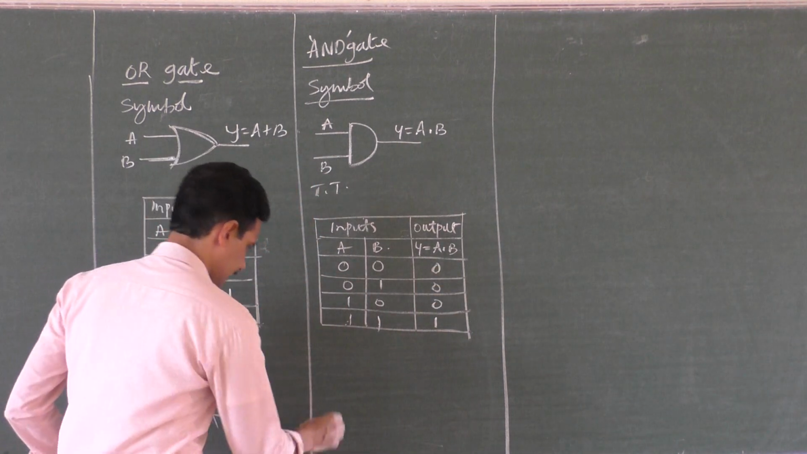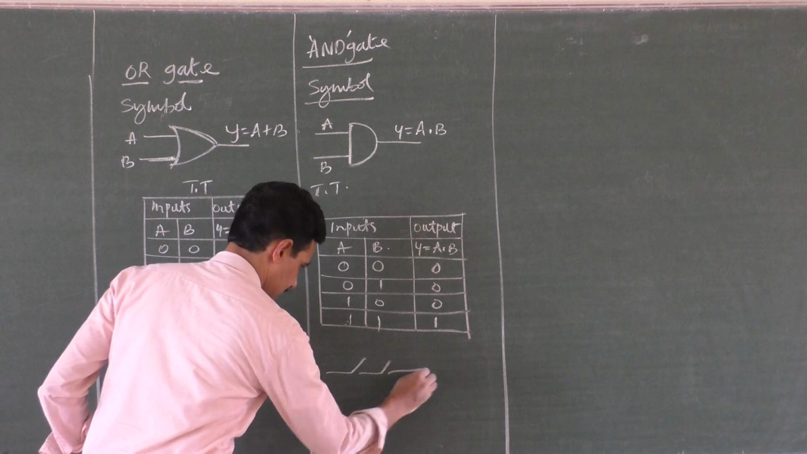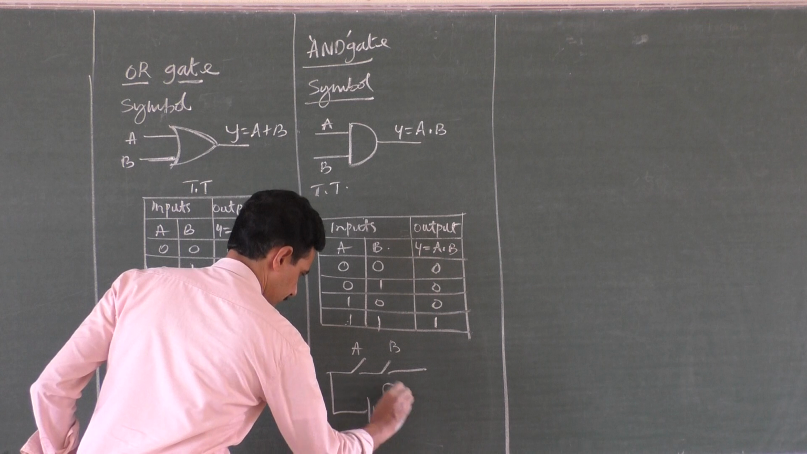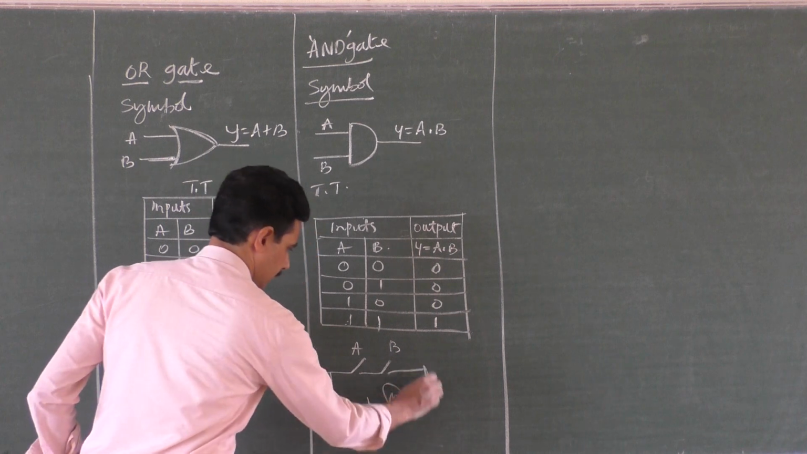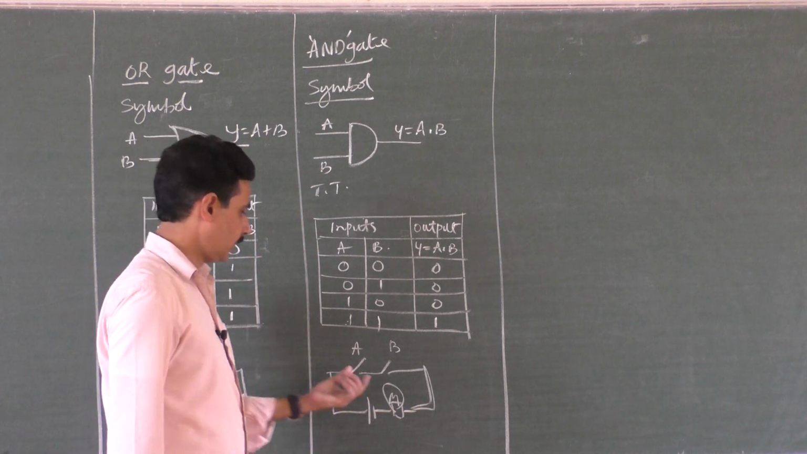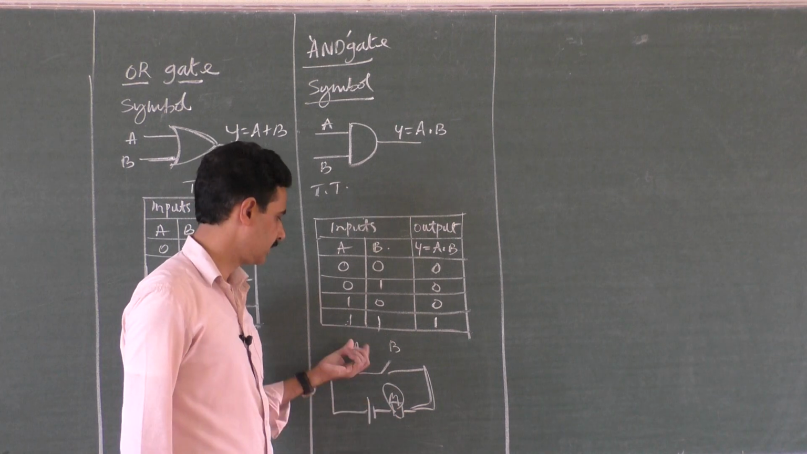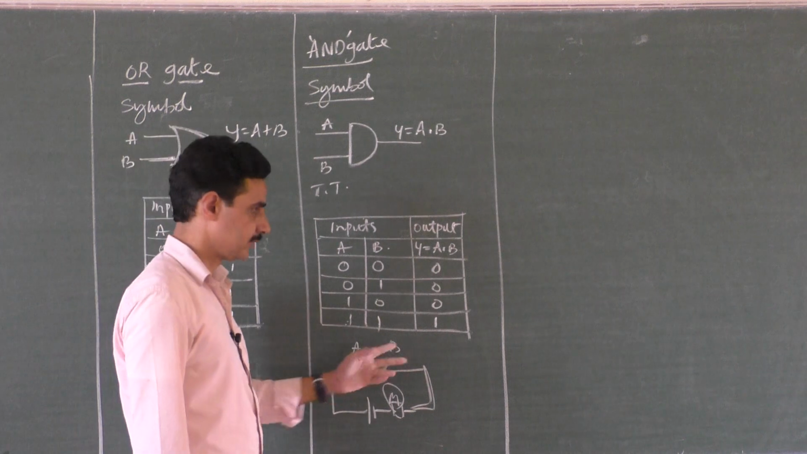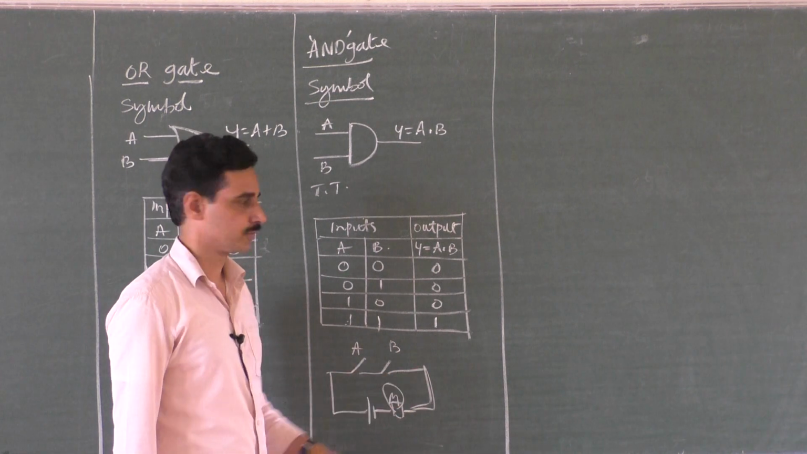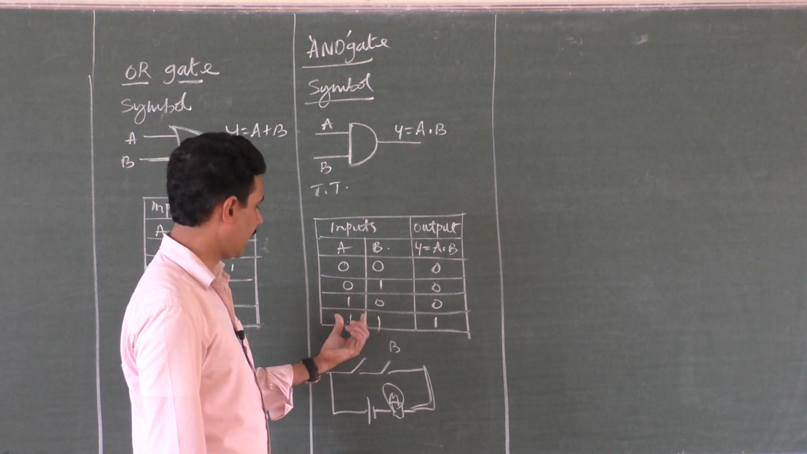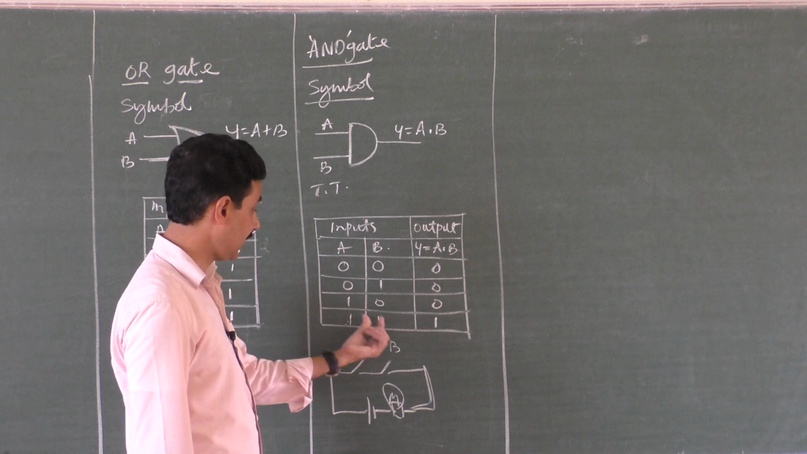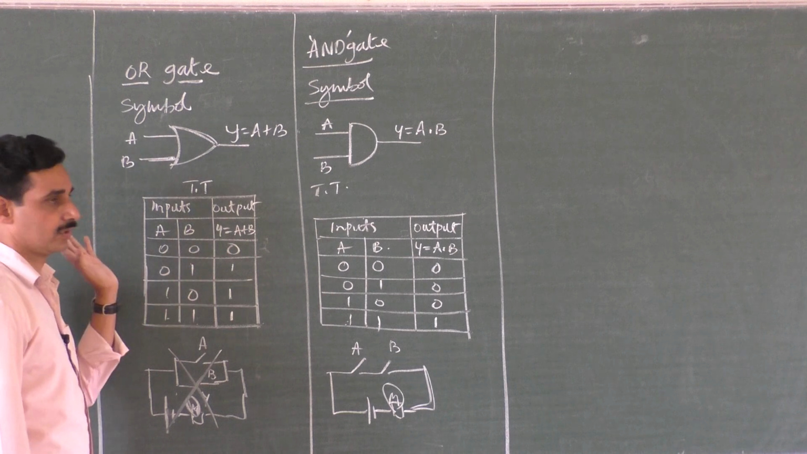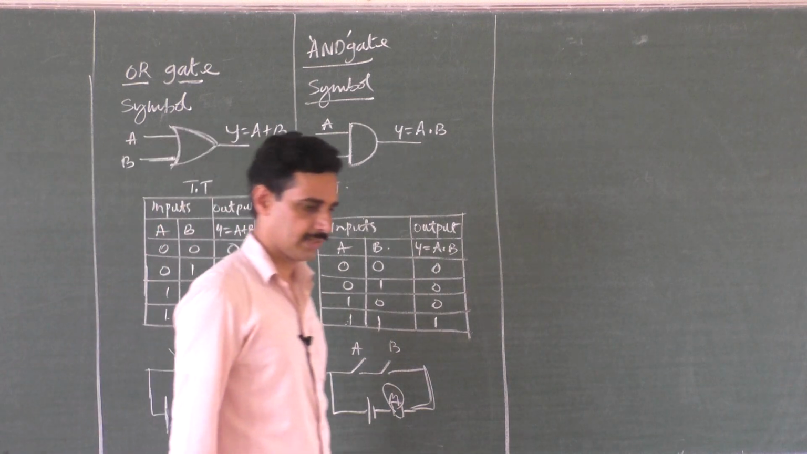What is the realization here? All the switches are in series: switch A, switch B, and here is the battery, here is the bulb. This is just to show you how it works. See, output will be on only when both the switches are on. If one of the switches is off, the circuit is incomplete and no current flows. So when both A and B are on, output is on. This is the type in which we realize it.